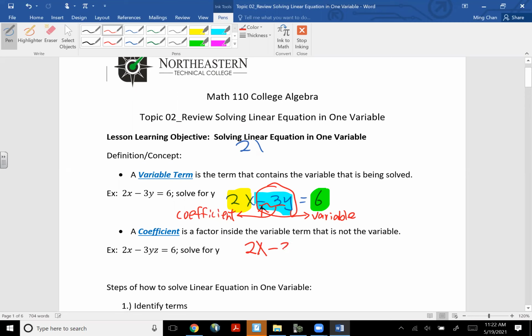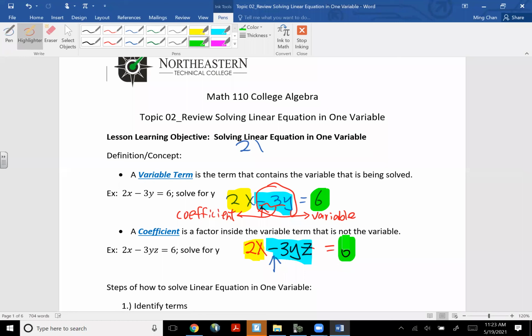2x minus 3yz equal to 6. Solving for y again. Here I got a subtraction sign outside the parenthesis, so that tells me 2x is one term, negative 3yz is one term, and 6, a number on the other side, is one term. So once again, I got three terms.